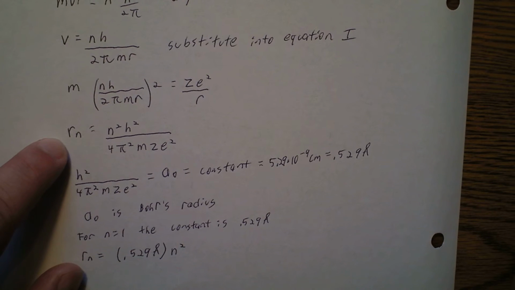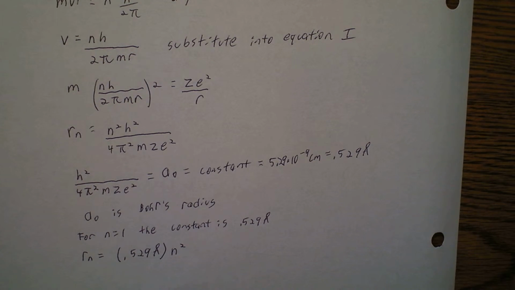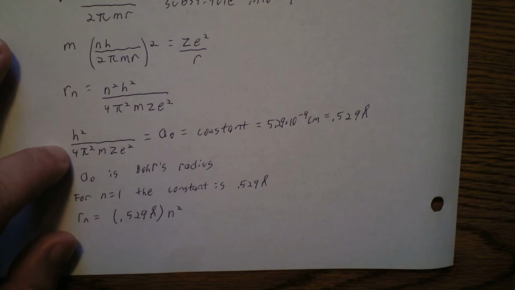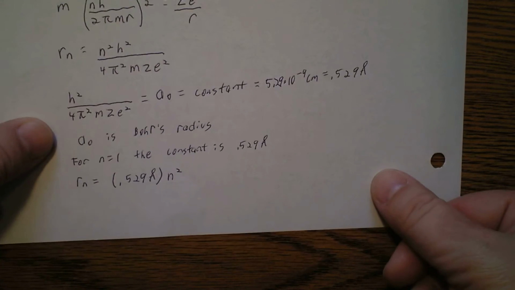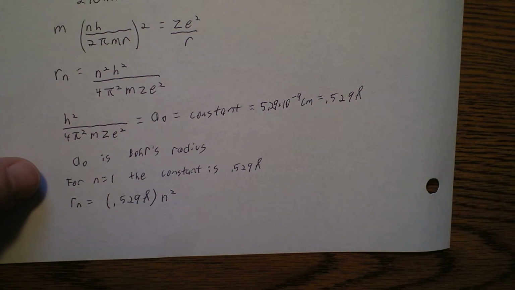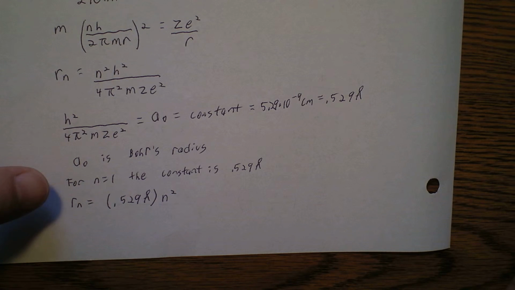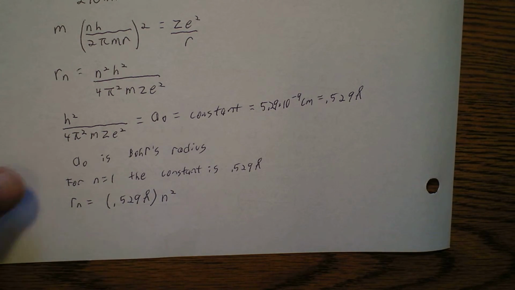So we get r sub n is equal to n squared h squared over 4 pi squared mZe squared. Now h squared over 4 pi squared mZe squared is equal to a0, a constant. And that constant is 5.29 times 10 to the negative 9 centimeters, or 0.529 angstroms. a sub 0 is Bohr's radius. For n equals 1, the constant is 0.529 angstroms. So r sub n is equal to 0.529 angstroms times n squared.